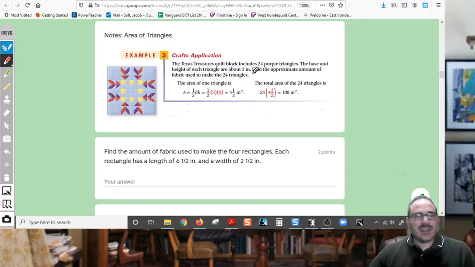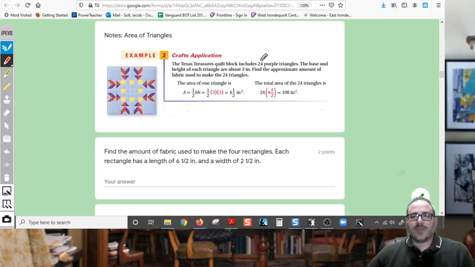So if you were quilting, you might actually need some geometry to figure out how much fabric you'd need for these 24 purple triangles. If the base and height of each triangle is 3 inches, then base times height times 1/2 is going to be the area. So 3 times 3 is 9. 1/2 of 9 is 4.5. So the area for one triangle is going to be 4.5 inches squared.